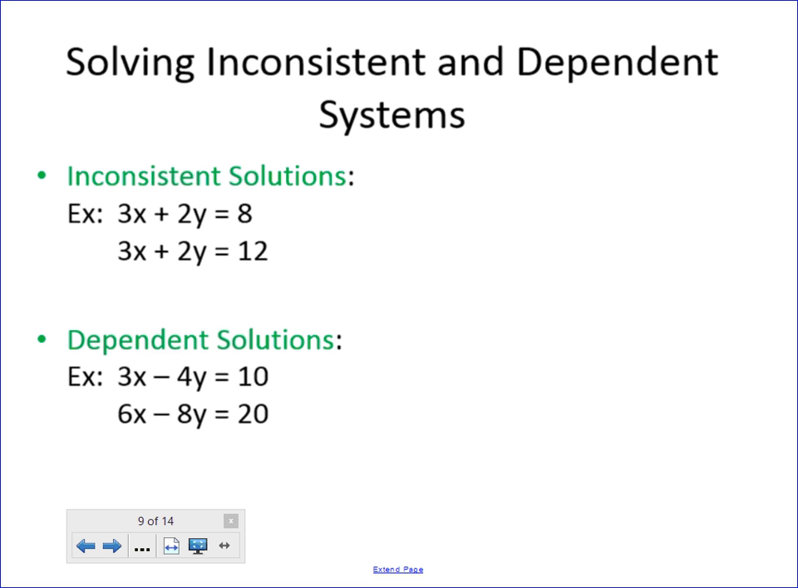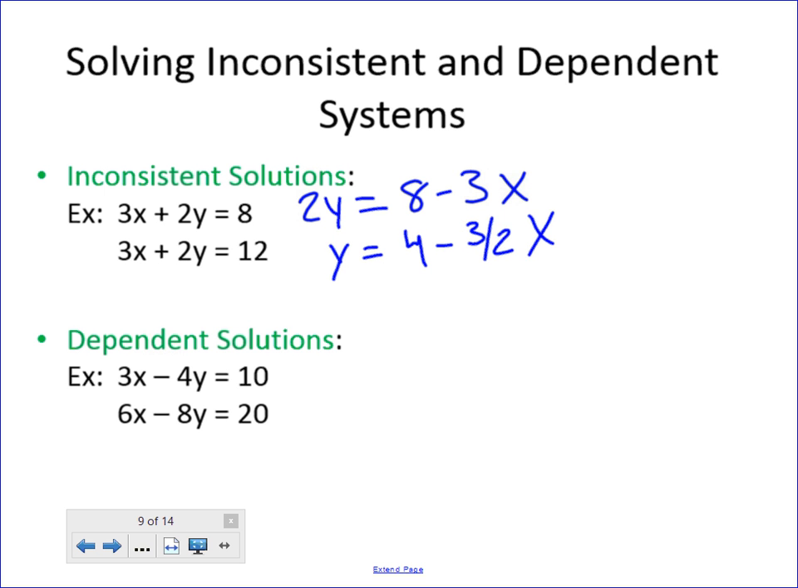Well, the way I'll do that is I'll go ahead and solve for y. So when I do that, I get 2y is equal to 8 minus 3x. And then I will divide by 2 on both sides, and I get that y equals 4 minus 3/2 x. So I divided by 2 throughout the whole thing. Now if I solve my second equation, again, we'll subtract 3x over, so I get that 2y is equal to 12 minus 3x. And then I'll divide by 2 again, and now I get that y is equal to 6 minus 3/2 x.